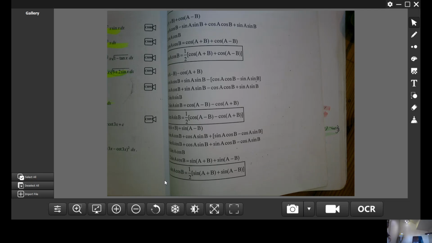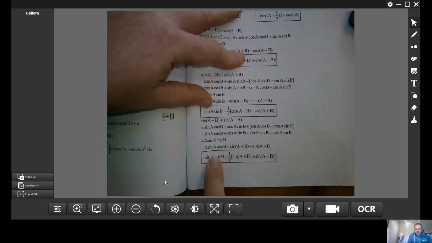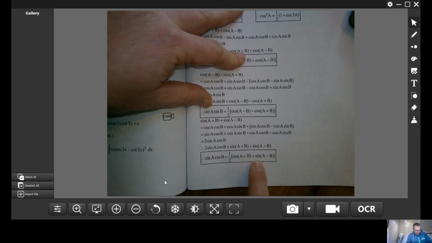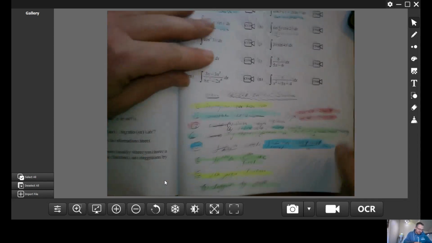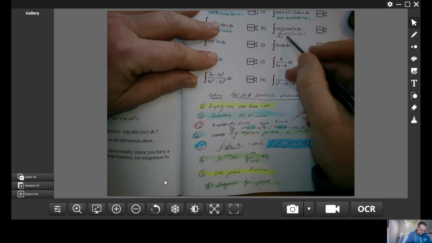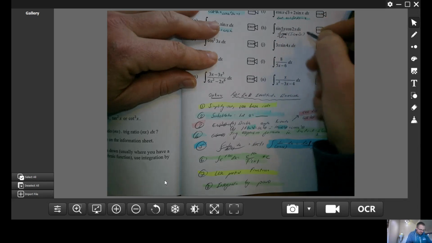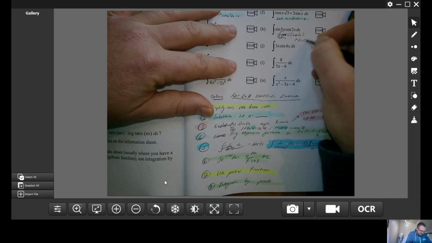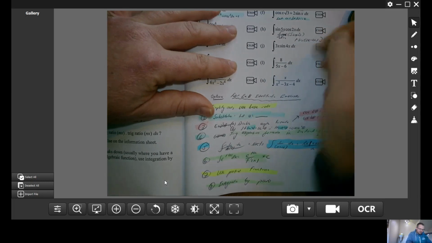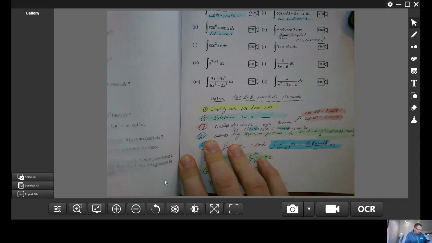It's going to be, you're going to use this formula here. Sine A cos B is equal to half sine A plus B plus sine A minus B. So it's going to be a half sine A plus B, 5x plus 2x, plus sine 5x minus 2x. So when you've got sine and cos of a different angle, don't forget those formulas.